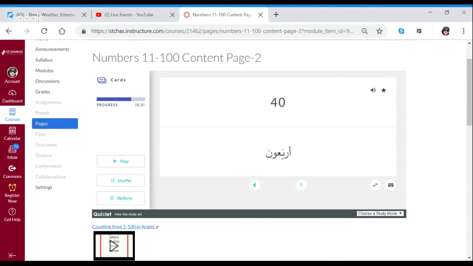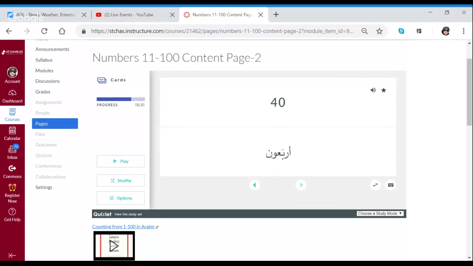اثنا وأربعون. Good. Ithnan wa Arbaun. 43. ثلاثة وأربعون. Good. 44. أربعة وأربعون. 45. خمسة وأربعون. 46. ستة وأربعون. Good. 47. سبعة وأربعون. 48. ثمانية وأربعون. 49. تسعة وأربعون.